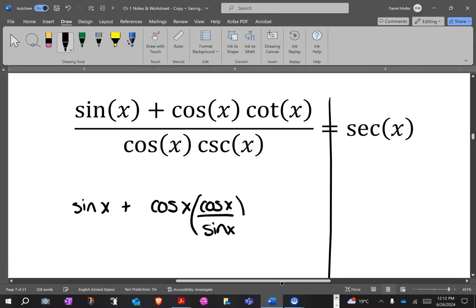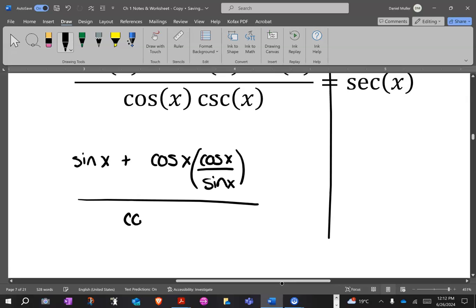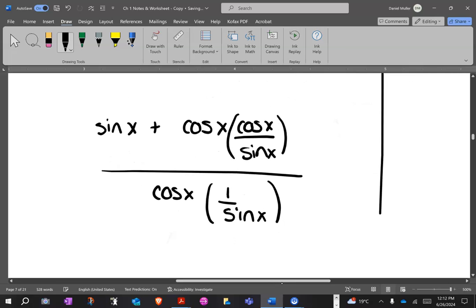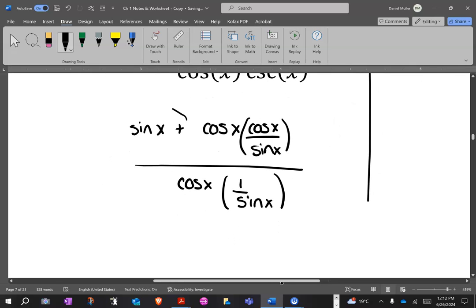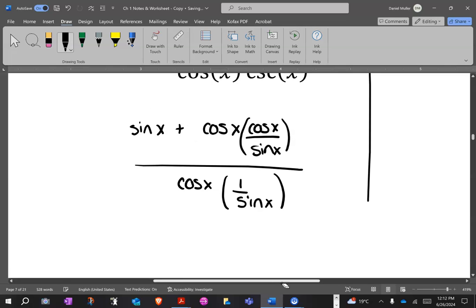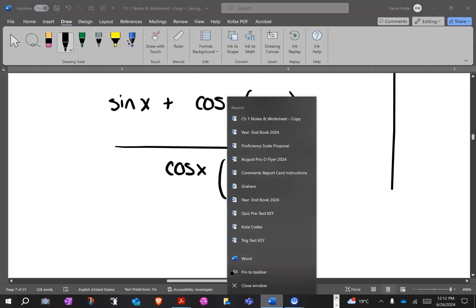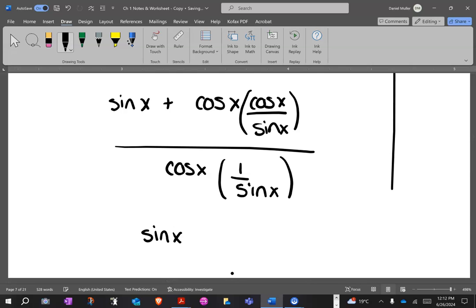So I'm going to have to multiply those out. What's on the bottom here? Cosecant is 1 over sine. So it looks like I've got, on top, a sine x plus cos squared over sine. Now, I know I'm going to need to put those together. That's got to be a fraction there. So sine x plus cos squared x over sine x.